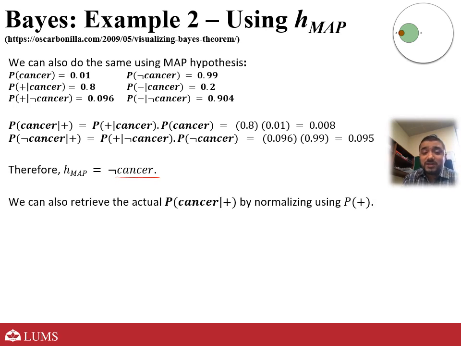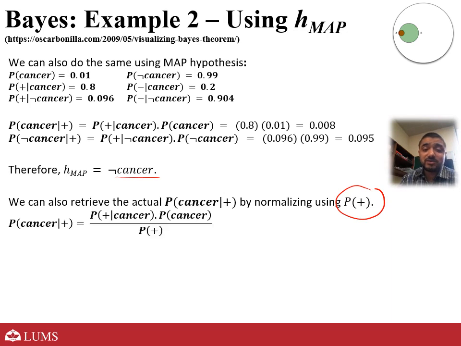If you want to retrieve the actual probability of cancer given positive, you can just normalize this whole thing by the evidence, which is the total probability of positive across all classes, that is, cancer and not cancer.